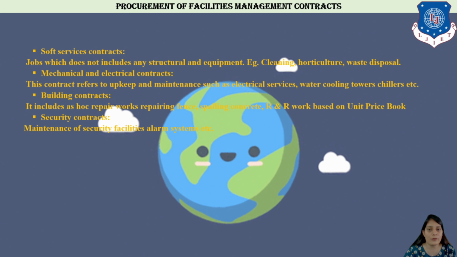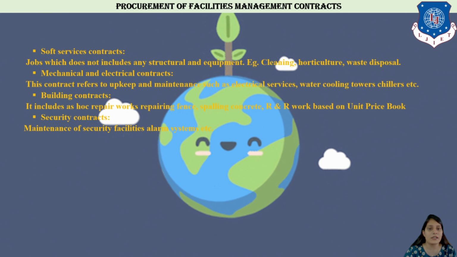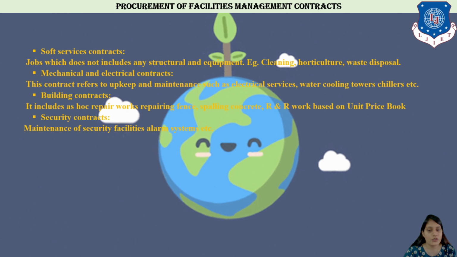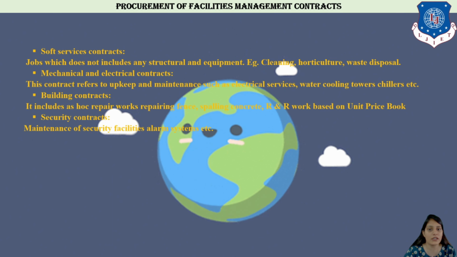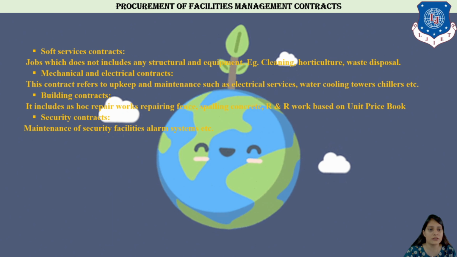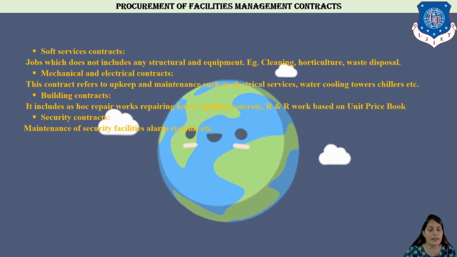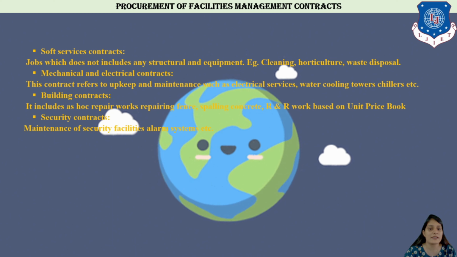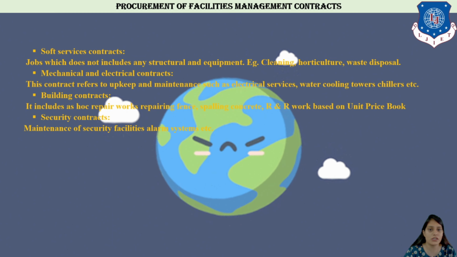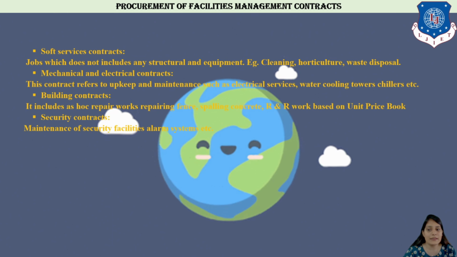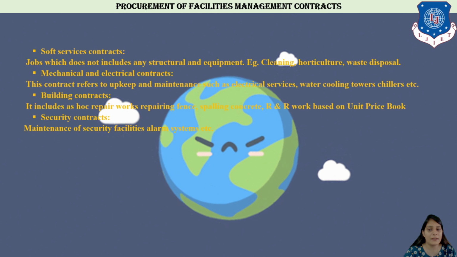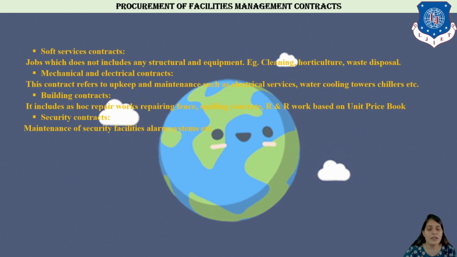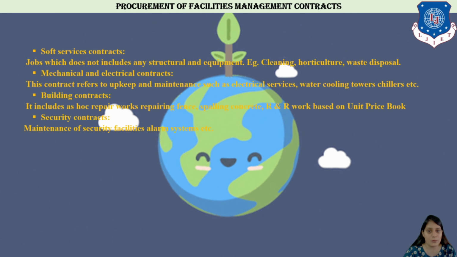Now, let's see what is procurement of facility management contracts. The very first is the soft service contract. This is a job which does not include any structural work or equipment, for example cleaning, horticulture, and waste disposal. Mechanical and electrical contracts refer to upkeep and maintenance, such as electrical services, water cooling, tower chiller, etc. Last, it includes the security contract: maintenance of security facilities, alarm systems, etc.